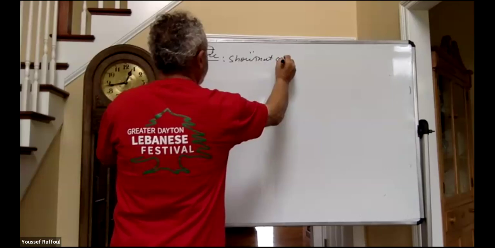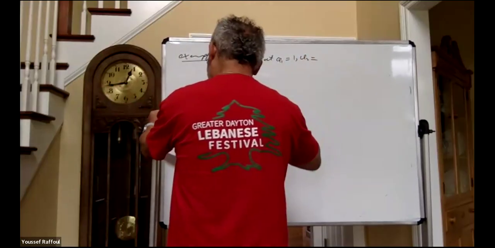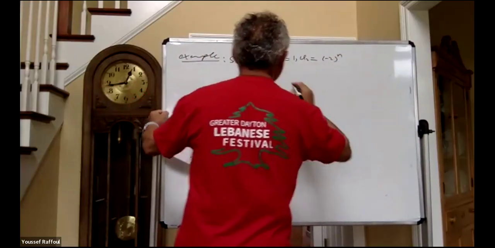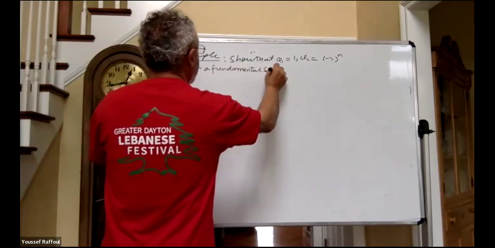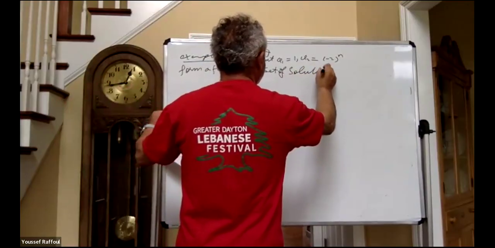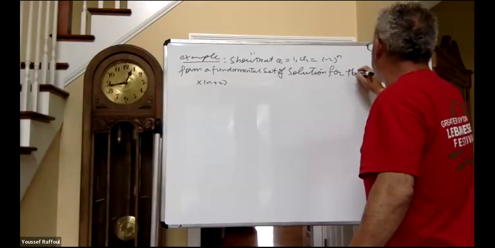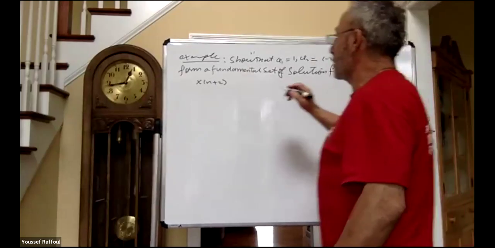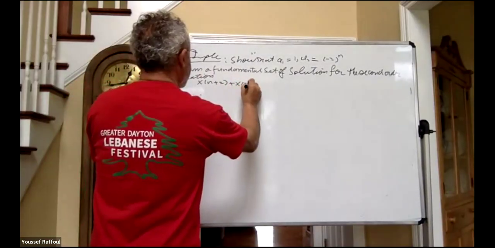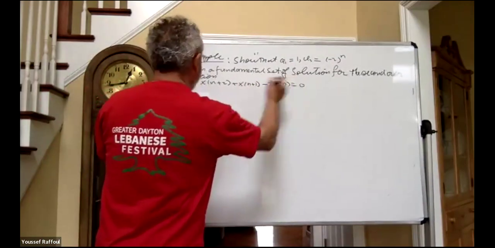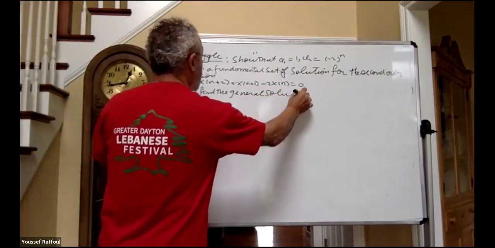Show that phi 1 equal 1, phi 2 equal to minus 2 to the n, form a fundamental set of solution for the second order equation x_{n+2} + x_{n+1} - 2x_n = 0, and find the general solution. Okay?